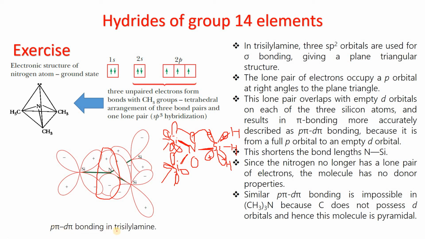So p pi d pi bonding in trisilylamine we can represent like this. So this is the reason why they have different structures. There is p pi d pi bonding in the case of trisilylamine, but there is no p pi d pi bonding in the case of trimethylamine.